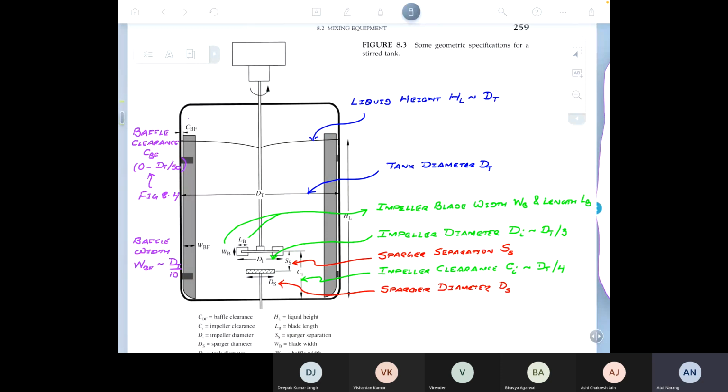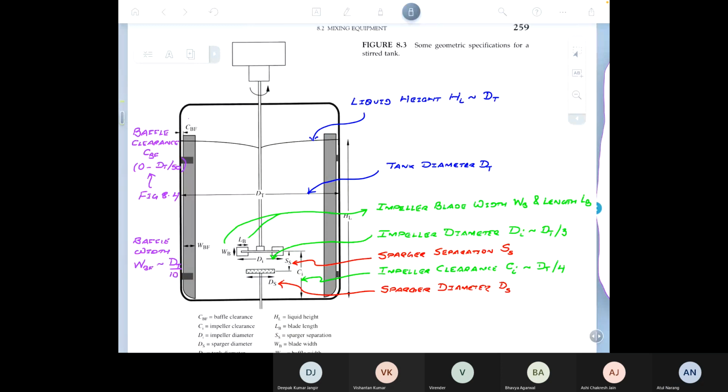And finally, there are some dimensions related to the sparger diameter, and the sparger separation is the distance of the sparger from the impeller. The sparger sits below the impeller, and the distance is called the sparger separation.